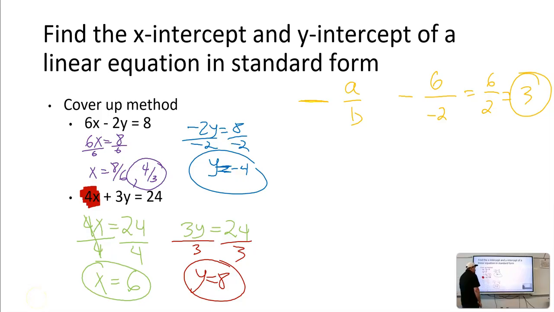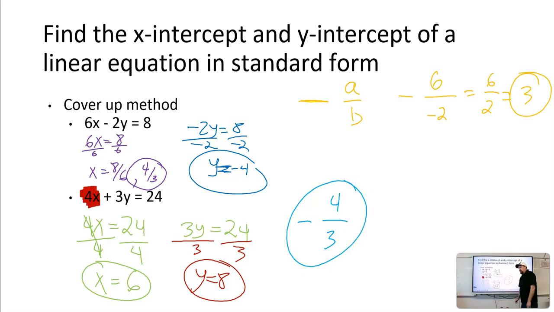And then for the slope, we're going to do negative a, which is 4, over b, which is 3. And that cannot be simplified. So it's just going to be negative 4/3 for my slope. Okay, so that's how you find the slope and your x and y intercepts when you have an equation in standard form.